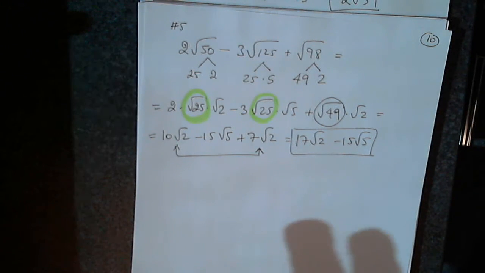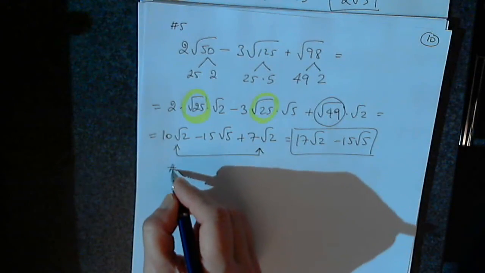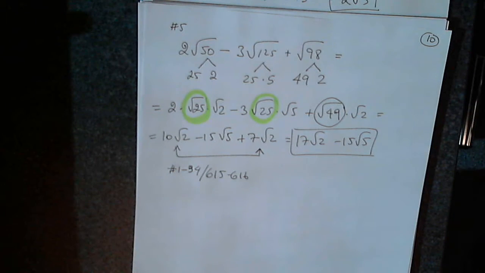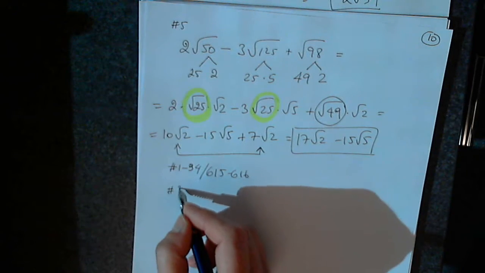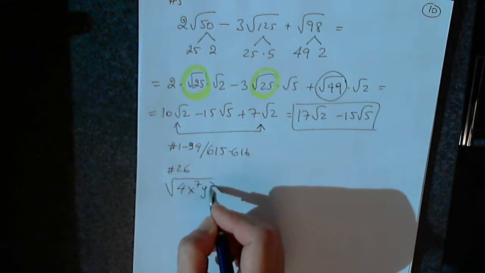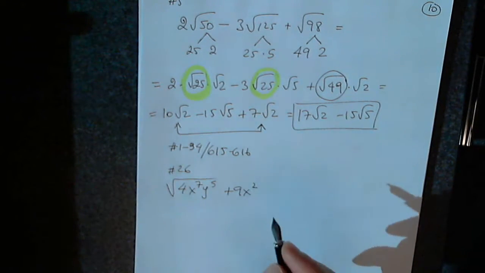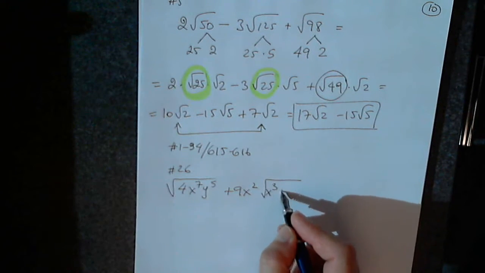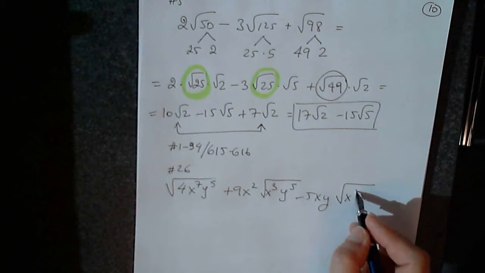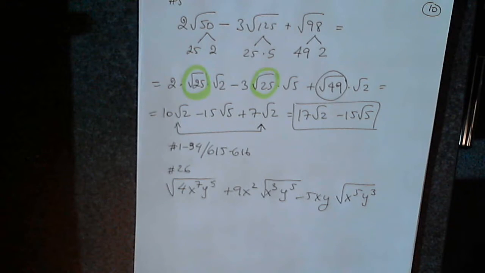Now please choose anything you want from literally 1 through 34, on page 615 and page 616. I would like to choose 26 before you choose the next one. The square root of 4x to the 7th y to the 5th plus 9x squared, the square root of x to the 3rd y to the 5th minus 5xy, the square root of x to the 5th y to the 3rd. Yeah, this is a lot of work.